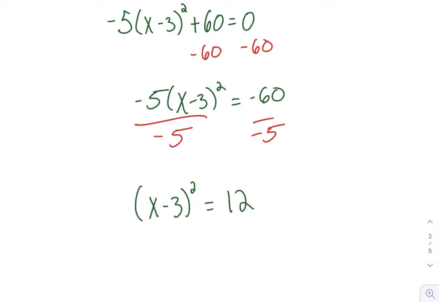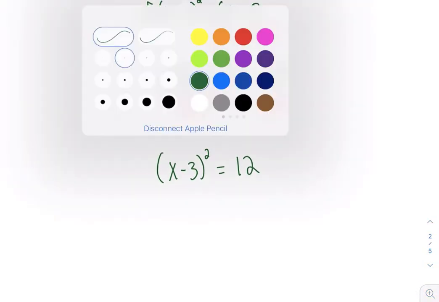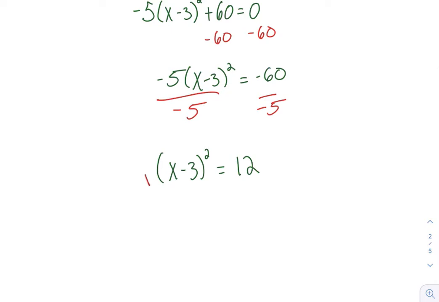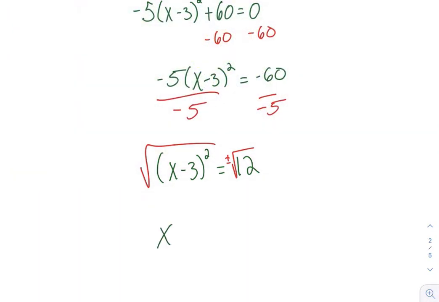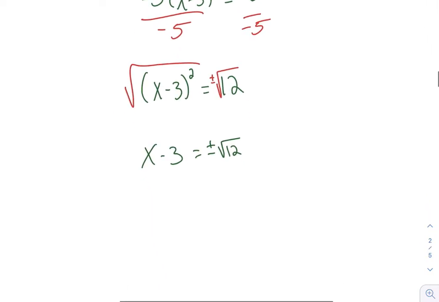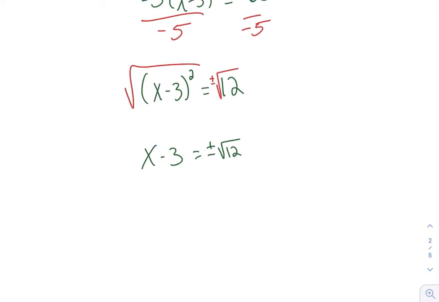Now at this point, again, I want to get rid of and cancel out this square. So what I need to do is square root both sides. And on this side, square root, and again, adding that plus or minus, right? So you got to make sure you add a plus or minus when you're taking the square root. All right, so on this left side, they're going to cancel, the square and the square root, and the right equals plus or minus root 12. And again, you're going to want to simplify that radical. So that radical is going to simplify into plus or minus 2 root 3.